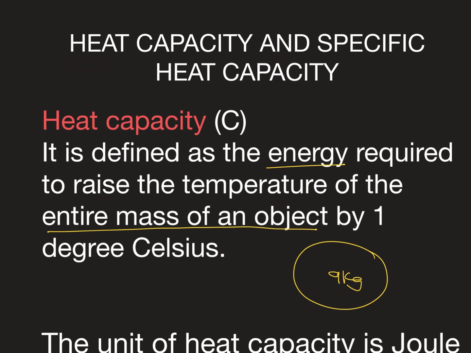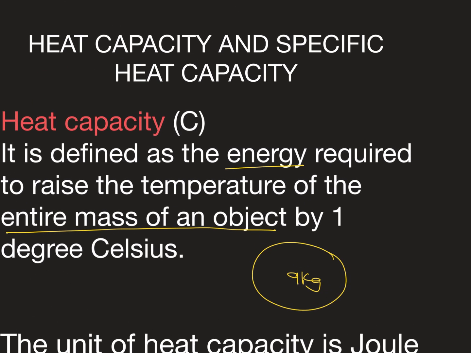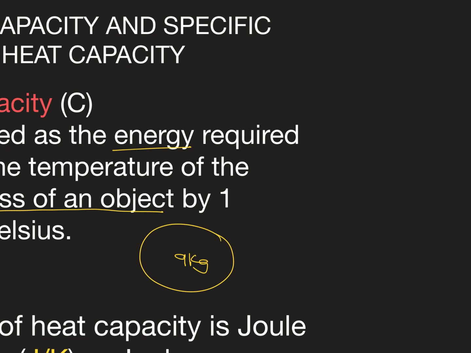So let's say, for example, the heat capacity of water is 2100 joules per Kelvin. What that simply means is that for a certain amount of water, it requires 2100 joules of heat energy to increase the temperature of that water by 1 Kelvin or by 1 degree Celsius.